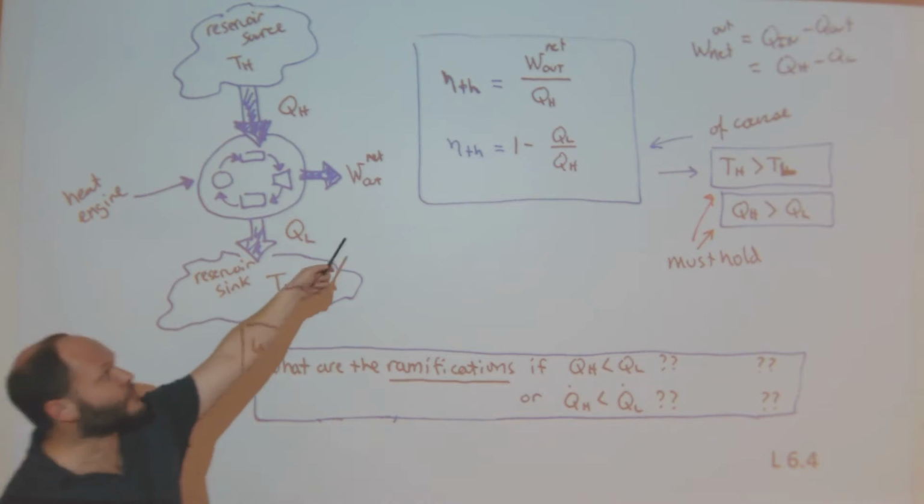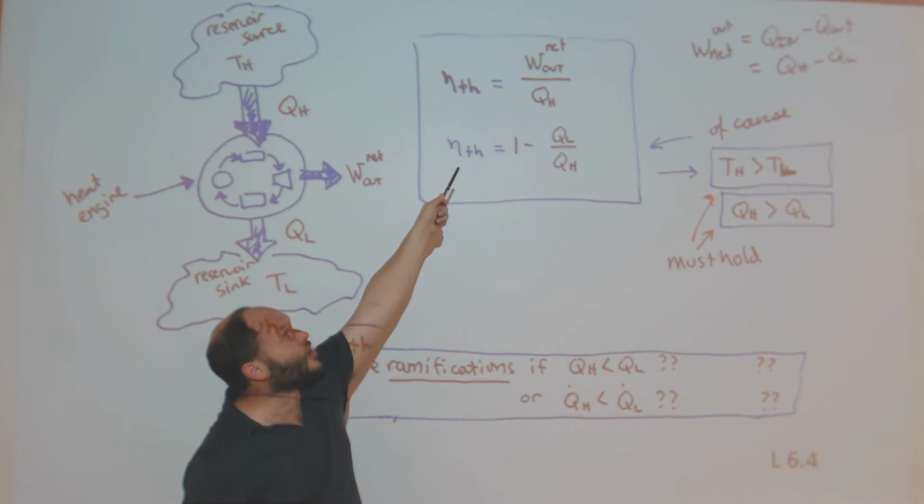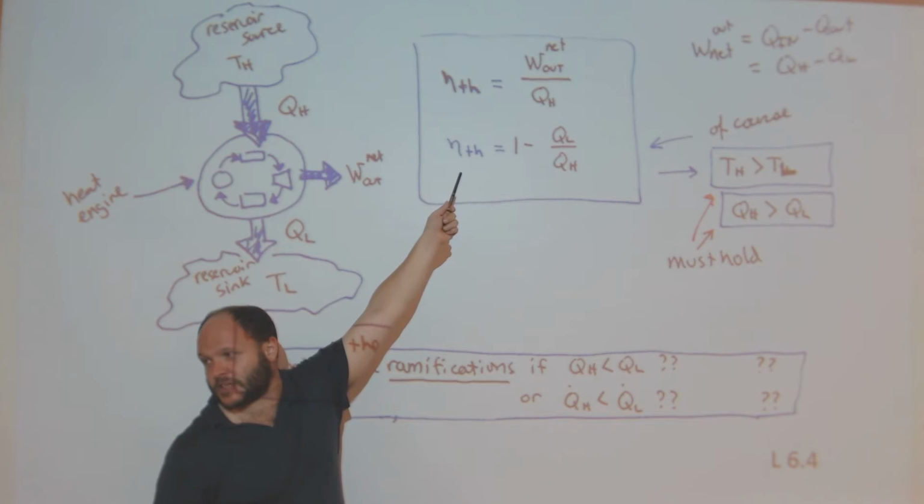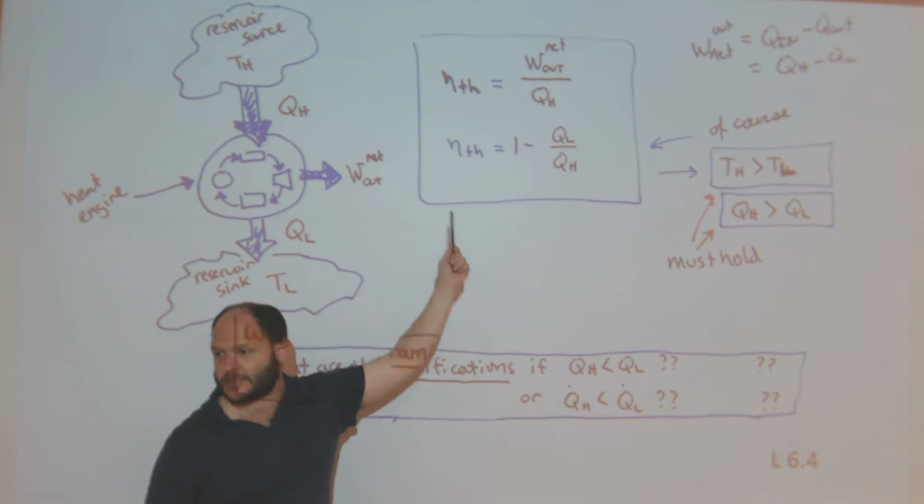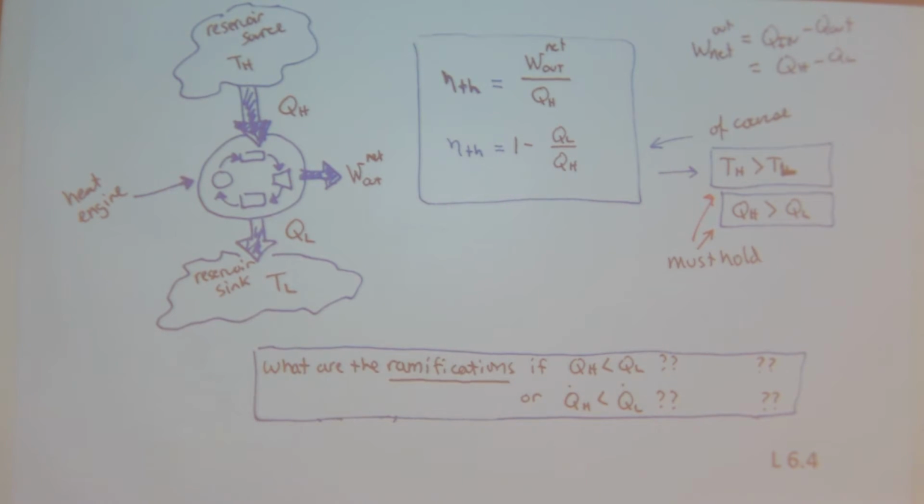But in terms of thermal efficiency, all I have to do is, and I already know that Q out net was equal to QH minus QL. So I'm just using heats in it. Okay.